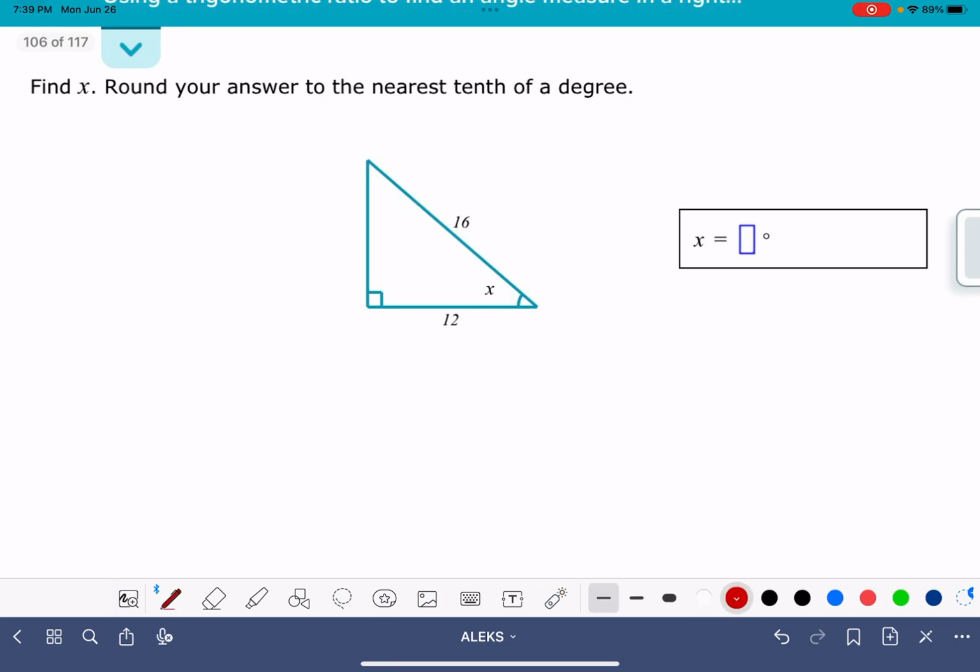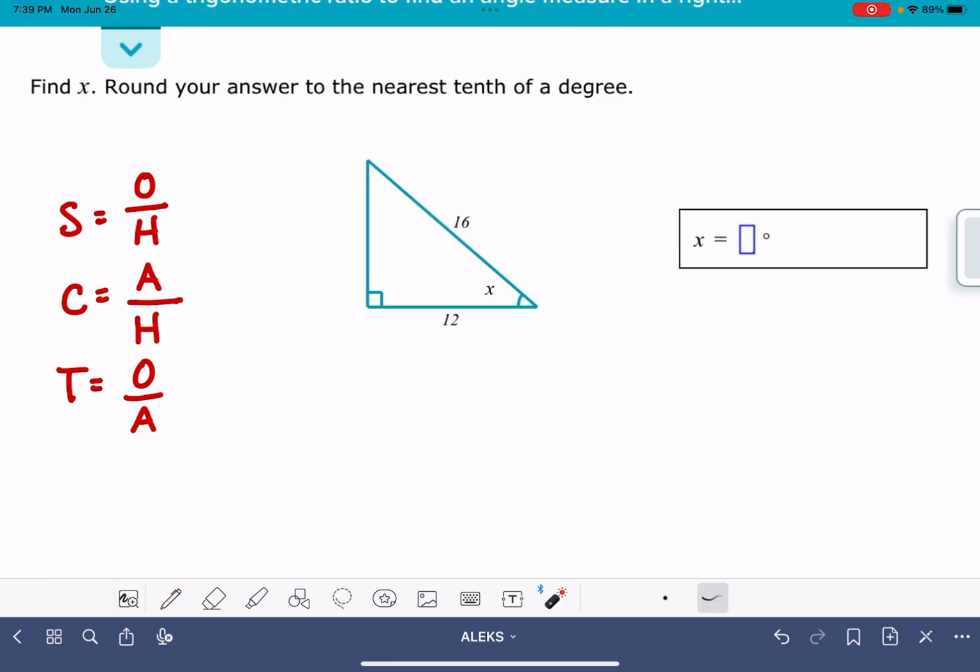So the first thing that I want to remind you is SOHCAHTOA, which helps us. I can't write and talk at the same time. SOHCAHTOA. This helps us remember the relationship between sine, cosine, tangent, and the three different sides of a triangle.